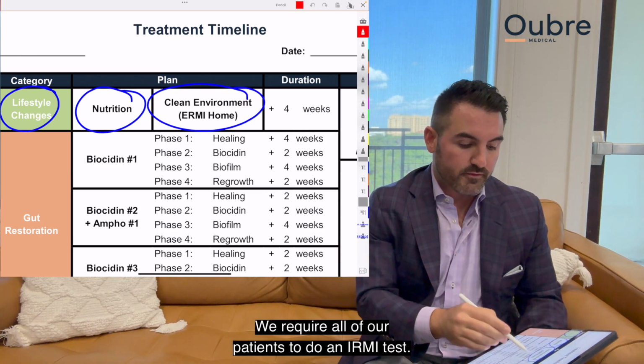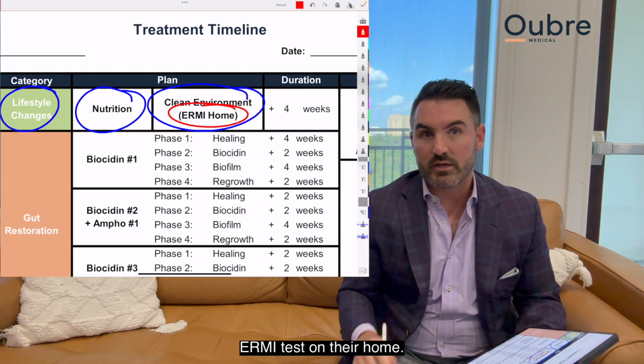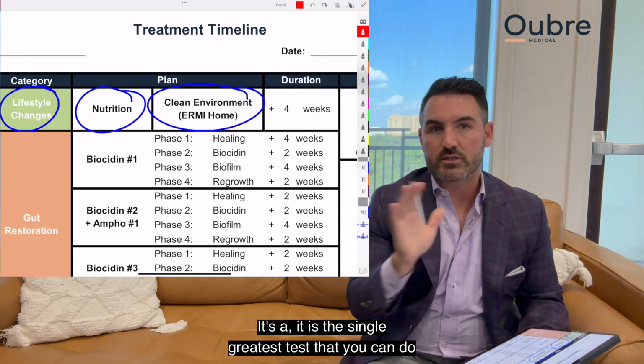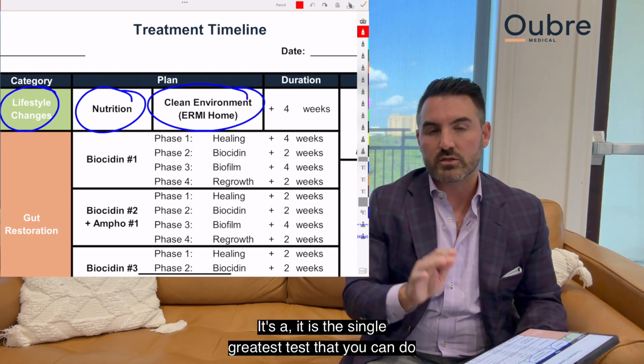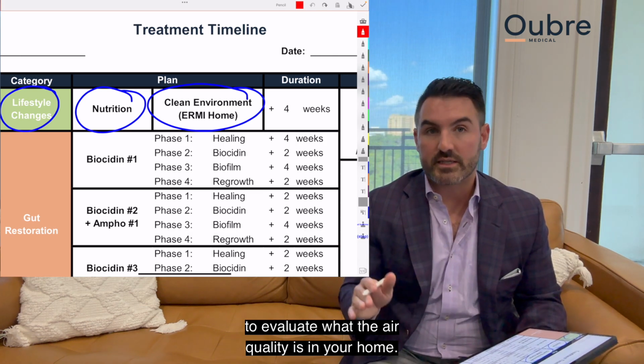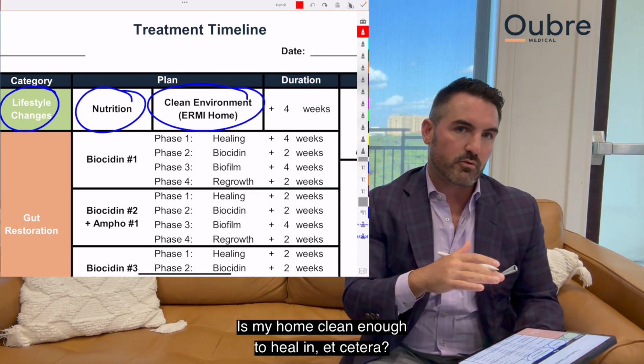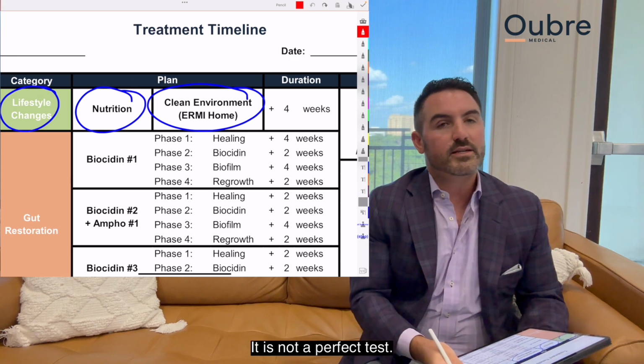We require all of our patients to do an ERMI test, E-R-M-I test, on their home. It is the single greatest test that you can do to evaluate what the air quality is in your home. Is there too much mold? Is my home clean enough to heal in, etc.? It is not a perfect test.